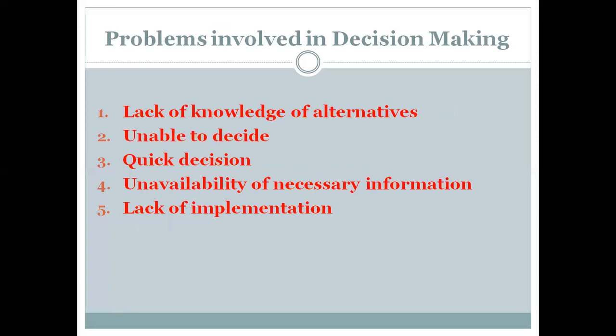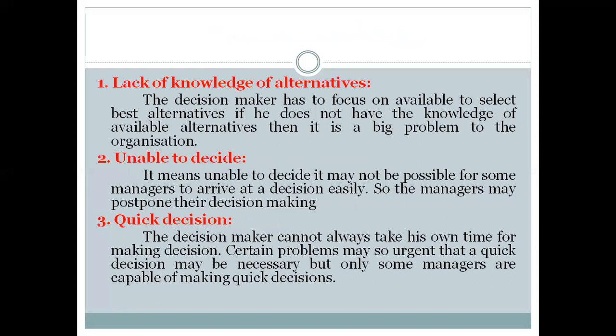Next, problems involved in decision making. Sometimes even in decision making, there are lots of problems. Important among them are: lack of knowledge of alternatives, unable to decide, quick decision, unavailability of necessary information, and lack of implementation. Point number one, lack of knowledge of alternatives. The decision maker has to focus on the available options to select the best alternative. If he does not have the knowledge of available alternatives, then it is a big problem to the organization.